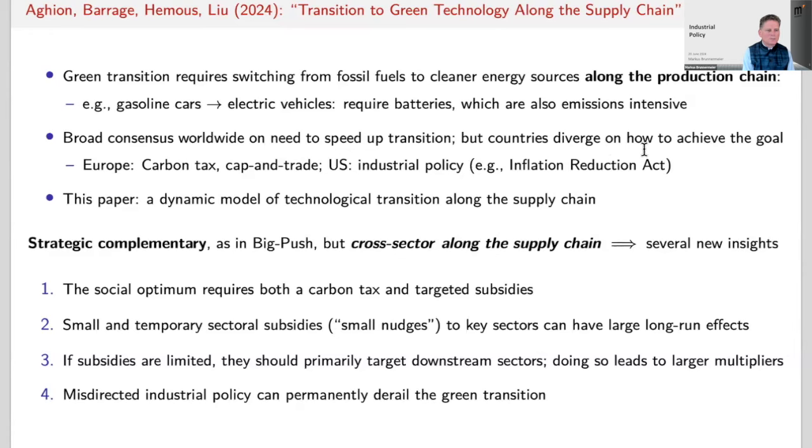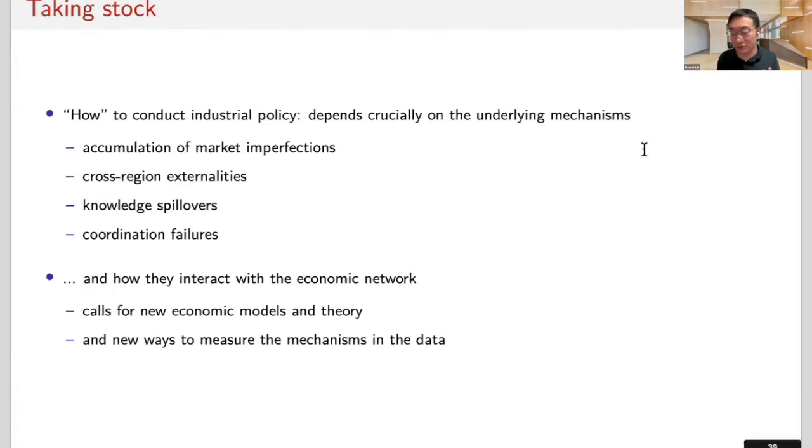Okay. This discussion is a great segue into my conclusion: how to conduct industrial policy depends crucially on the underlying mechanism. We have seen accumulation of market imperfections, target upstream. With cross-sector externalities, we have to be careful about the incentives of the local planner and different political and economic considerations. With knowledge spillovers, we want to target central sectors, but only to a certain extent, governed by how forward-looking the society is and how much domestic spillovers actually matter. With coordination failures, at least in the context of technology adoption, we want to subsidize downstream to generate the most incentives along the supply chain.